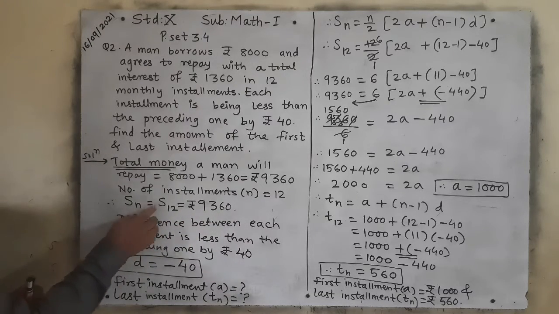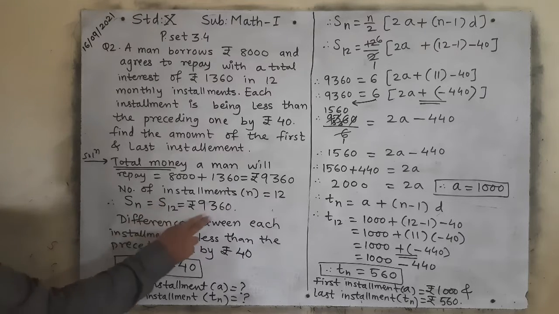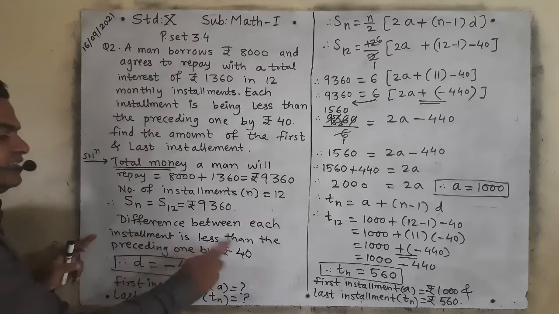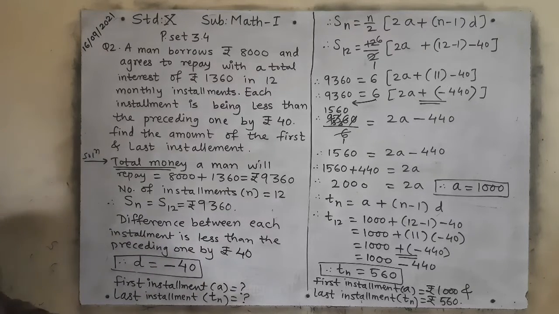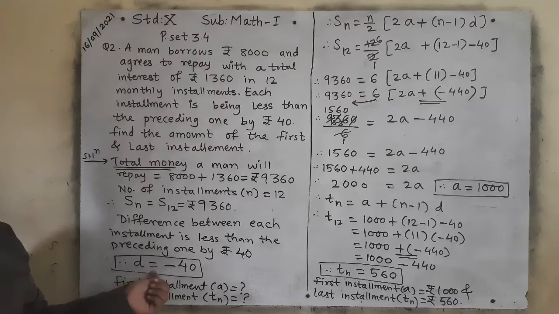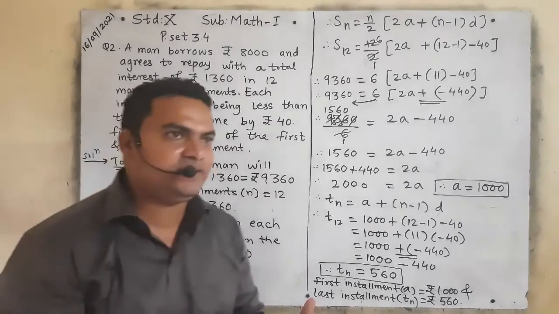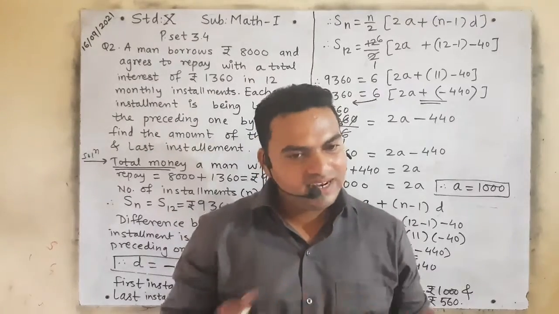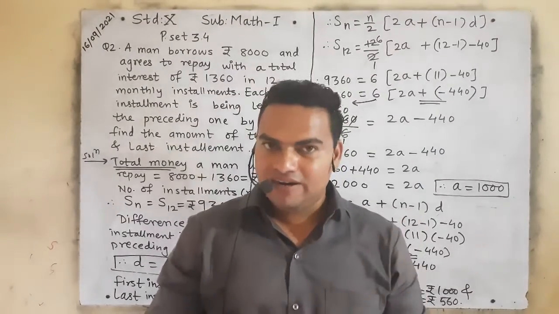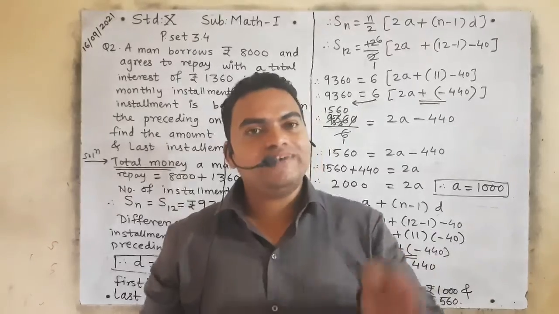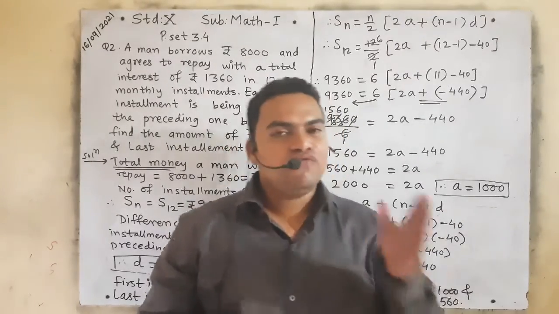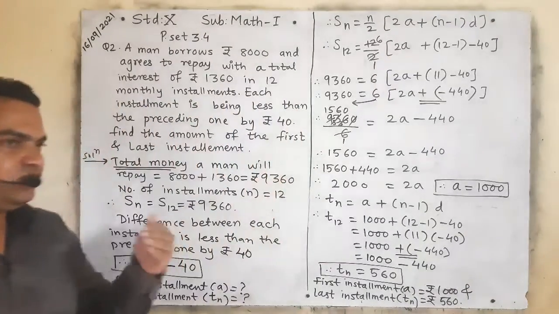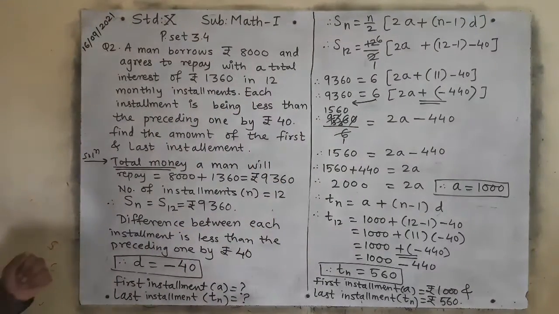यानी SN, that is S12 हो जाएगा, और S12 की जगह पे हम लिखेंगे 9,360 rupees. Each installment is less than the preceding one by rupees 40. So here difference is equal to minus 40. यानी हर installment पिछली installment से 40 रुपए कम होगी. Is it clear? I have given an example: 500, then next month 460, then next month 420, then the next month 380. So like this 40 rupees less हो जाएंगे.